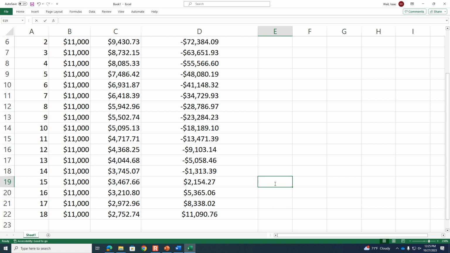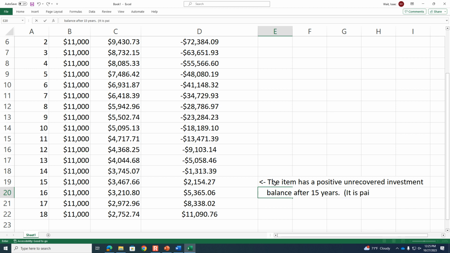So if I was going to annotate this, I'd say the item has a positive unrecovered investment balance after 15 years. It is paid off after 15 years.